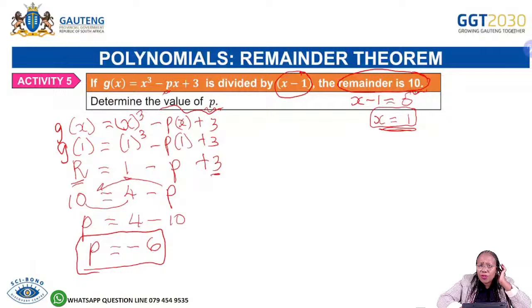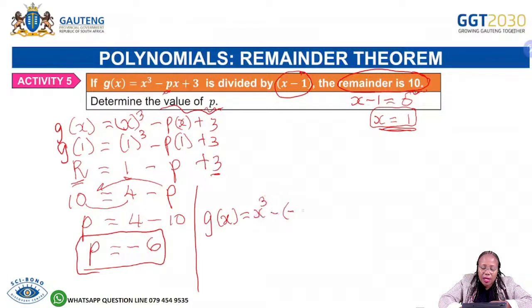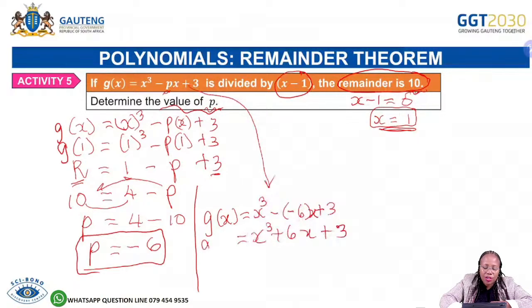If now you want to write down the actual equation of g at x, it will be g at x equal to x cubed minus, from the formula p is coming with minus 6. We are substituting into that formula, grade 12, and then that will be plus 3. So we end up with x cubed plus 6x plus 3. That is the actual g at x function there. Okay.